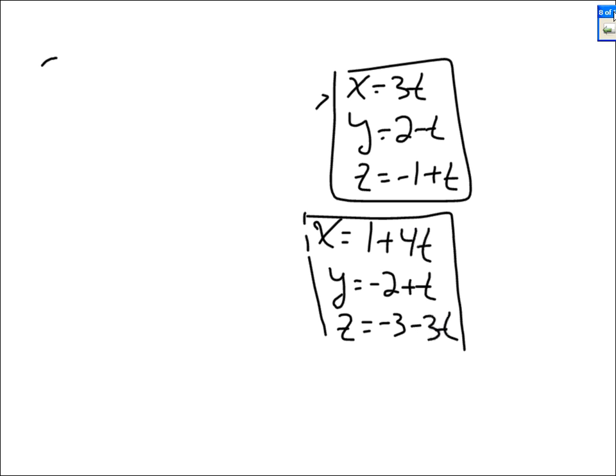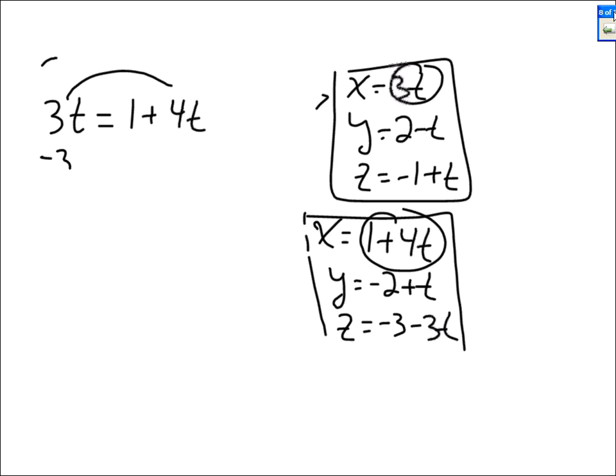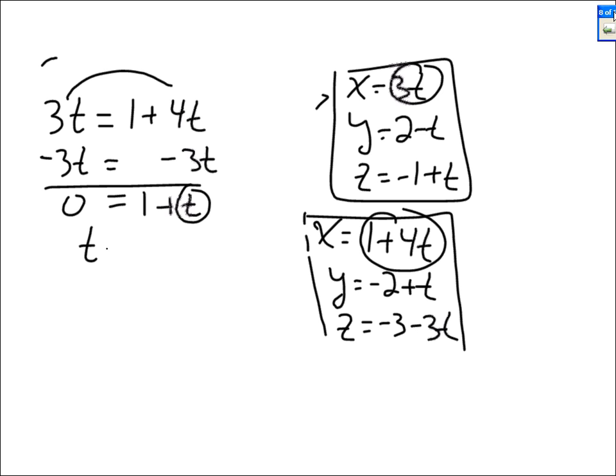And I want to see where the x's are equal. So I'm going to set these two equal to one another. 3t equals 1 plus 4t. Bring this 3t over, that is, take away 3t from both sides. The left side is 0, the right side is 1 plus t. 1 plus negative 1 is 0. So t has to be negative 1. Okay. So if they're going to intersect, t has to be negative 1.